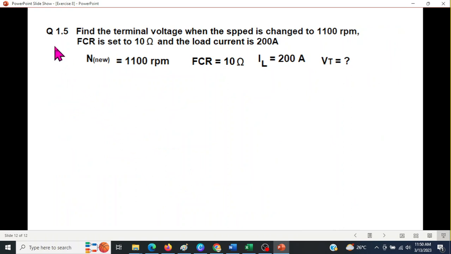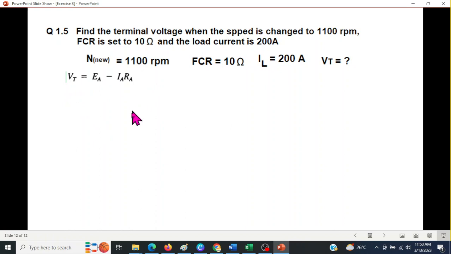And finally, question number 5, find the terminal voltage when the speed is changed to 1100 RPM. Now, earlier all calculations were done with the speed 850 RPM. What will happen if we change the speed to 1100 RPM? We have to find the terminal voltage. FCR is 10 and the load current is fixed to 200 ampere. So these are the values that are given. We have to find VT.